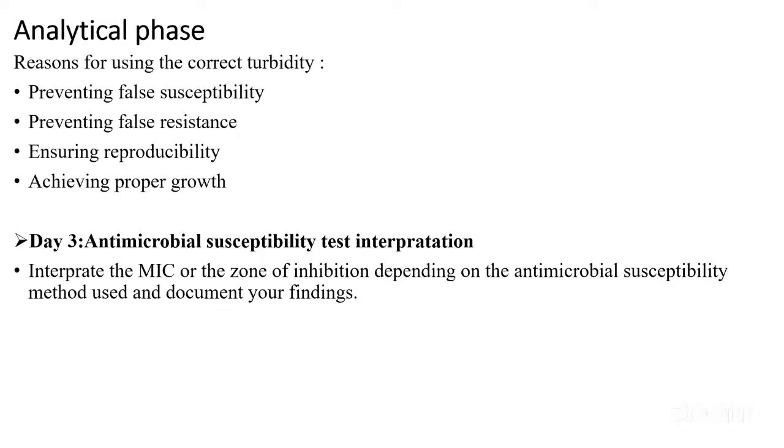Then on day three, we usually do antimicrobial susceptibility testing interpretation. For disc diffusion, you measure the zone of inhibition, the zone where the antibiotic was able to inhibit growth. You measure that diameter and record. For the automated system, we usually check for the minimum inhibitory concentration, in which the automated one will have already interpreted for you.